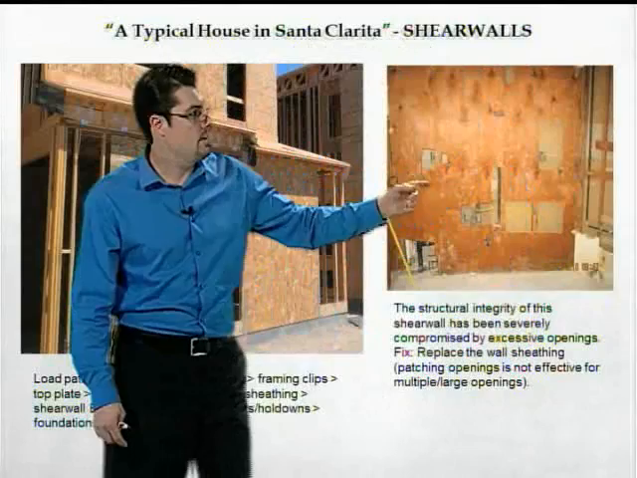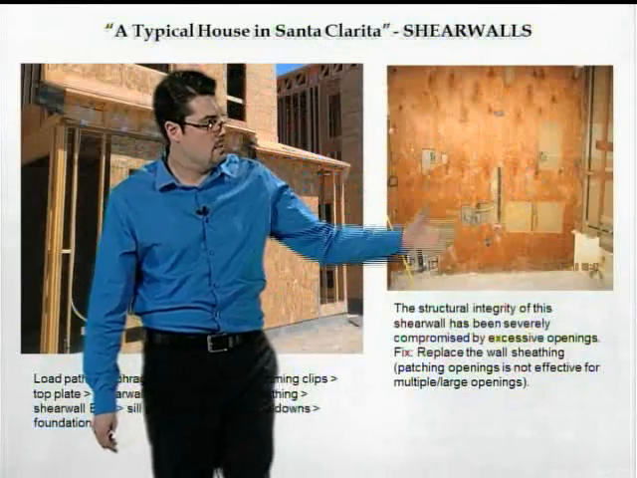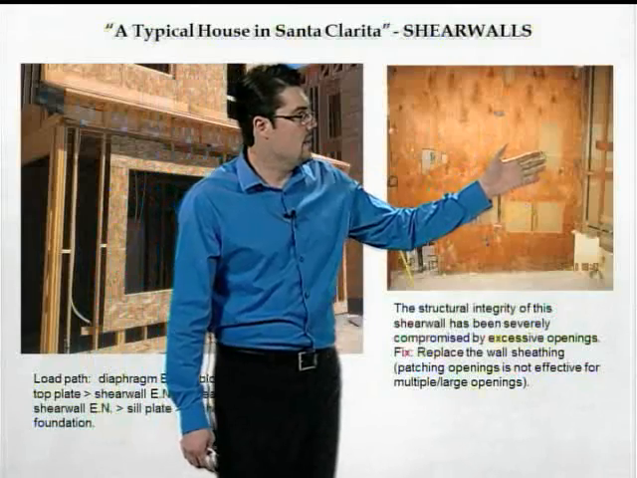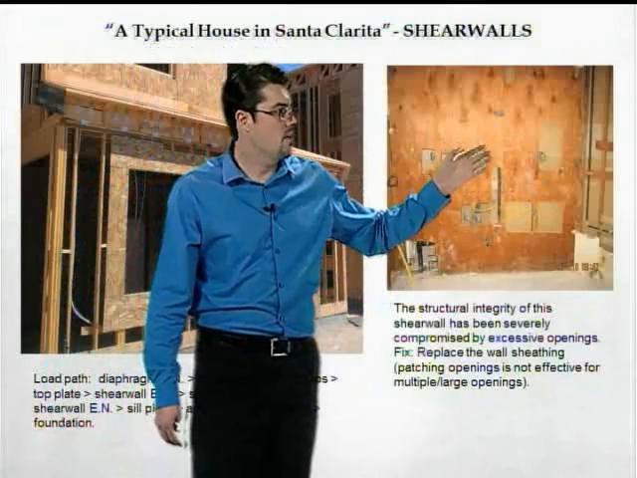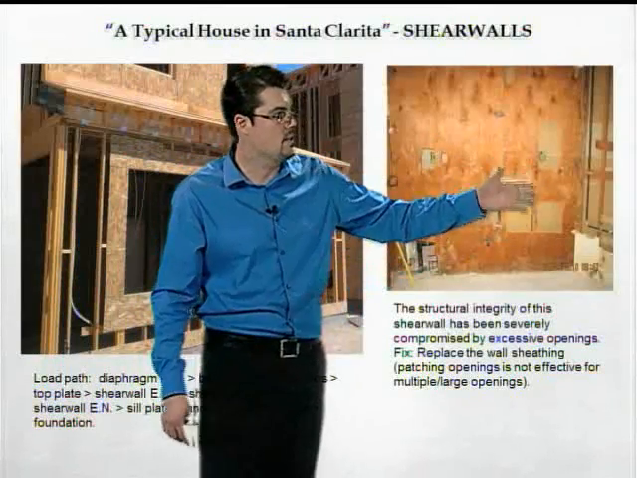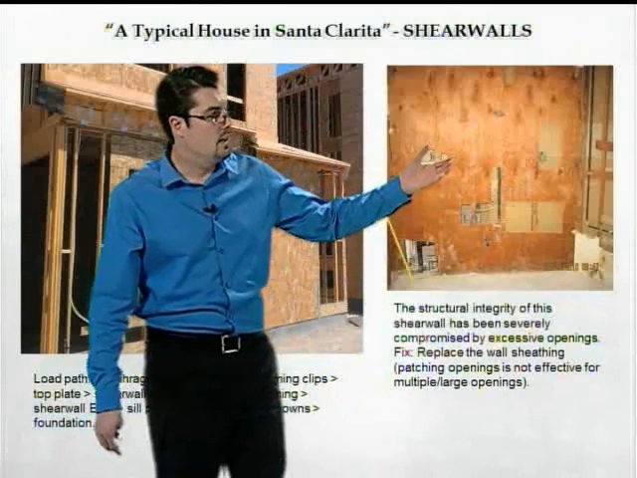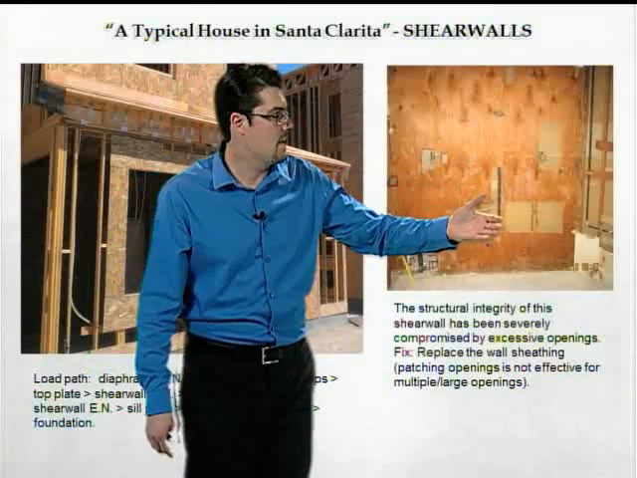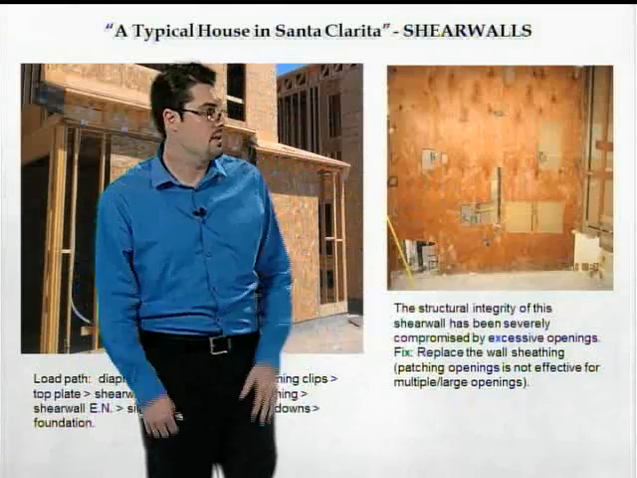Next example I have here is a shear wall that was an existing building, a plywood shear wall, and our building inspector here in Santa Clarita went out, and the wall had been severely cut, some openings severely compromised by these openings. And you can see, in some areas, almost half the shear wall has been compromised.